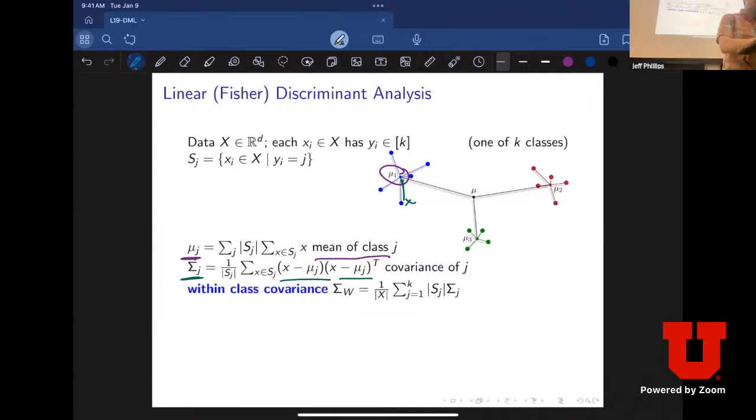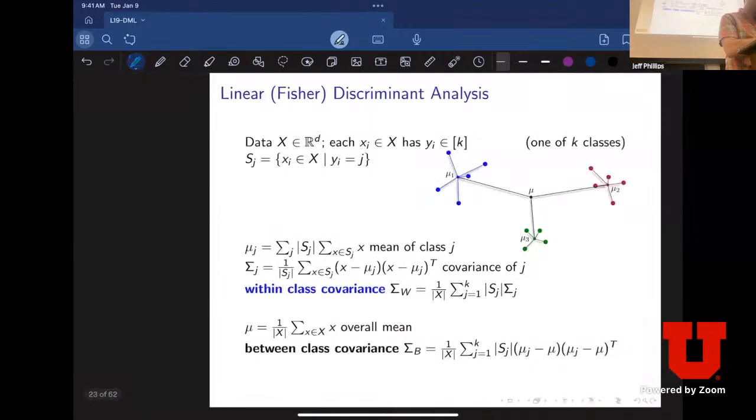Okay, and so then I want to average this over all the classes. So I average these covariance matrices over all the classes. So basically, if I measure a distance, I want the distance between two points to be small. I'd rather this covariance to be small, right? The distances to their mean points to be small. Okay, so this is the first thing I compute.